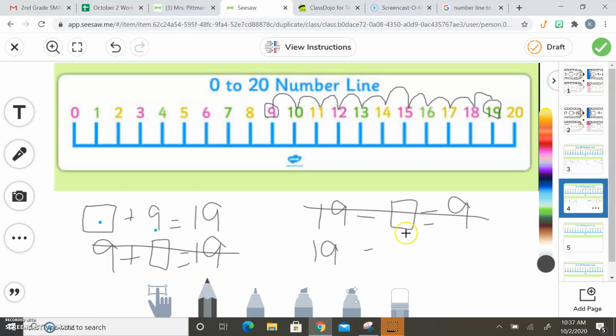But I could take my two little ones, which are the mystery number and the 9, and I could flip them or switch them rather. And when I do that, I get 19 minus 9 equals, I don't know.